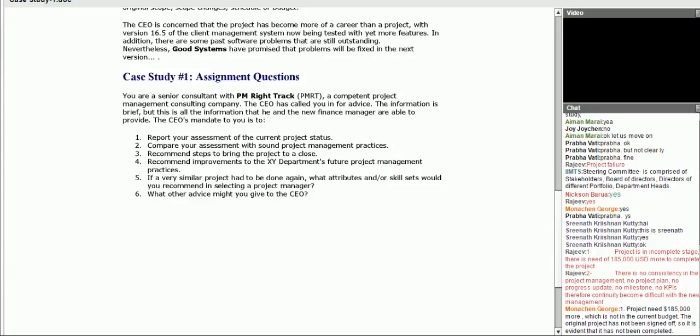Everybody has to answer all the questions. Mr. Monachan and Rajiv, just go ahead with the second, third, fourth, fifth, sixth questions. Rajiv, you can go ahead with third, fourth, fifth, sixth.